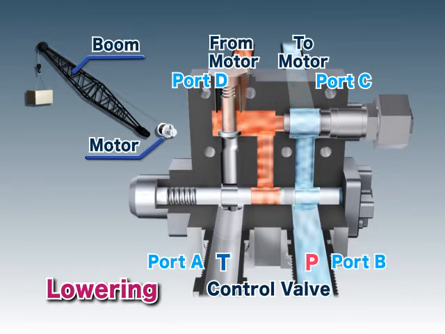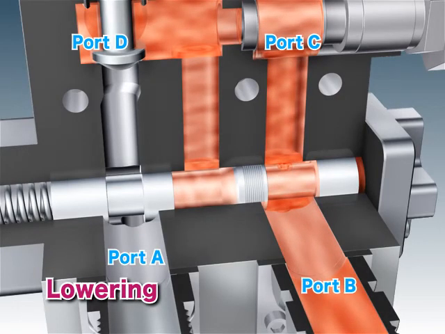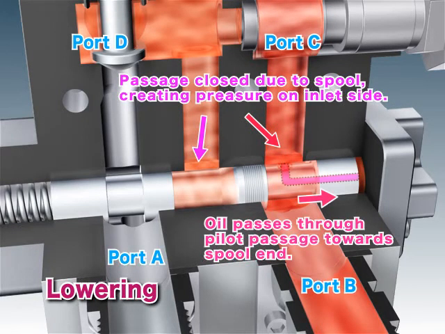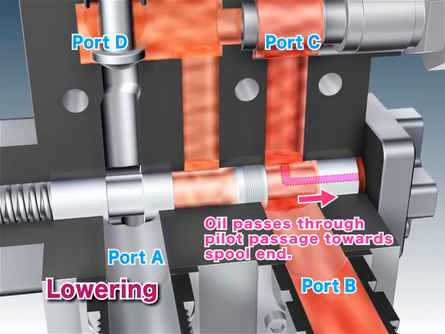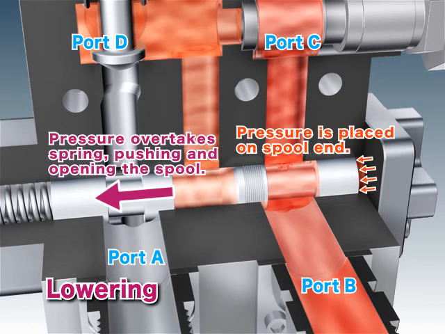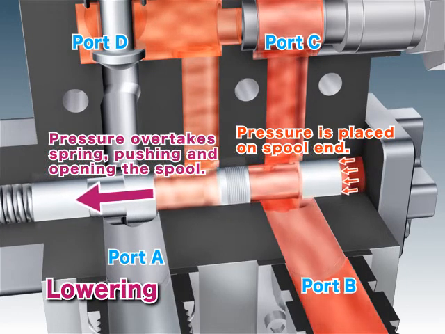When a load is being lowered, hydraulic oil from the pump is sent to the motor and passes through ports B and C. With the circuit between ports D and A closed, pressure accumulates in the inlet side. As pressure builds, oil passes through the pilot passage of the spool and applies pressure to the side of the spool. This pressure gradually overtakes the spool spring, moving the spool.